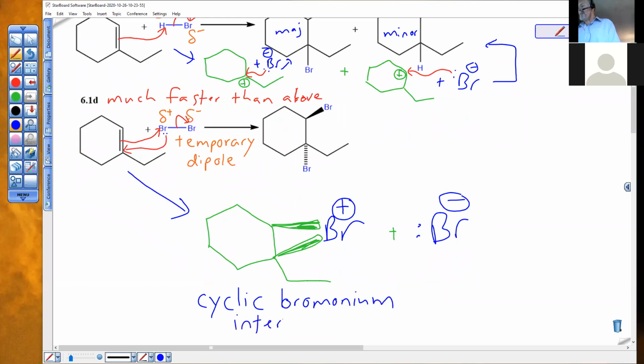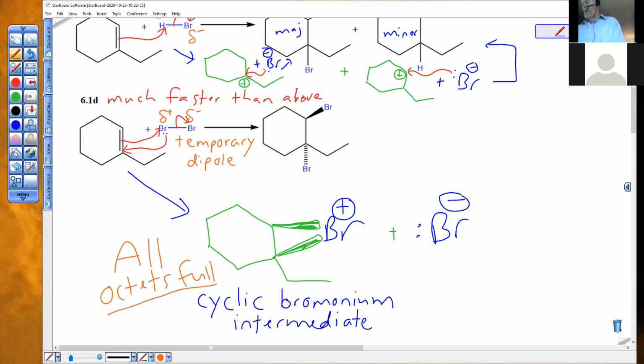And it's an intermediate. And it has, most importantly, all octets full. That's why this reaction is faster than the one above it. There's no octet violations. You're going to say, okay, but it's got a triangle.